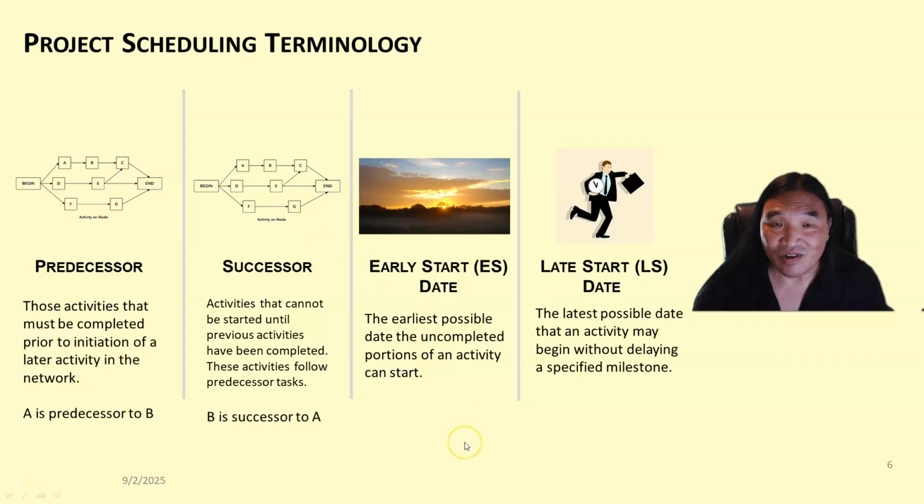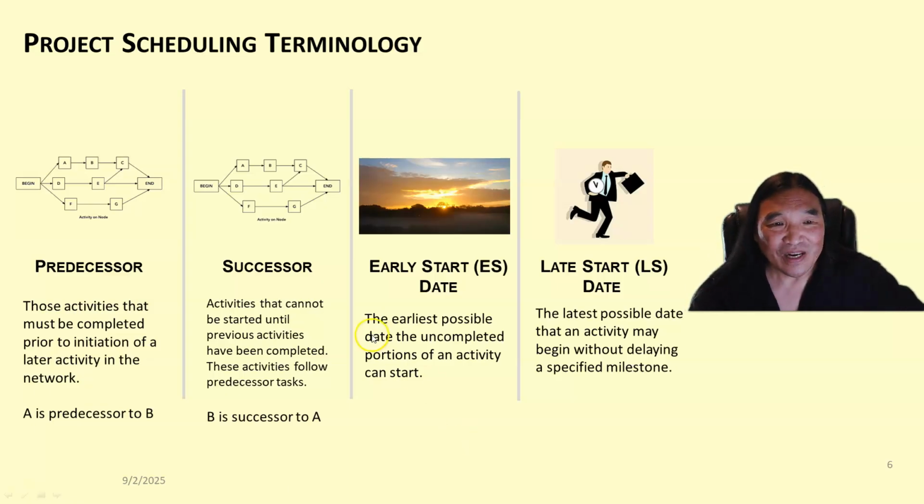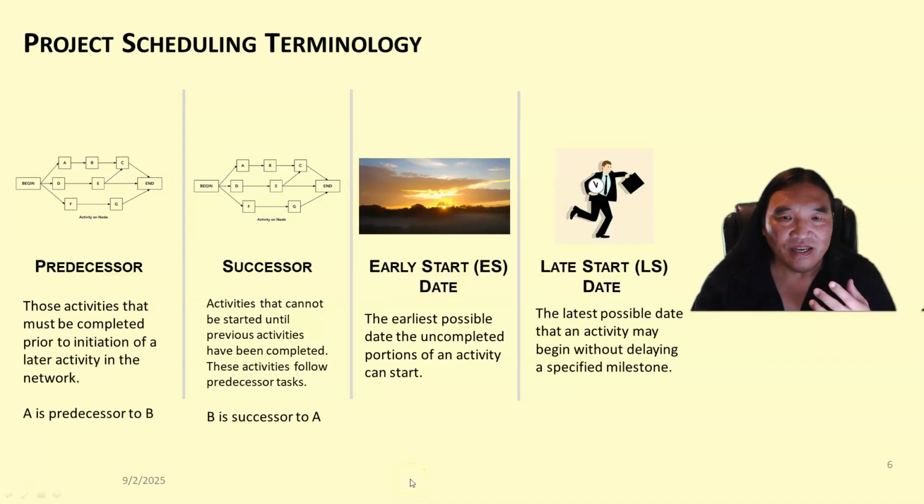The earliest start date is, because we have these ranges, and not only that, the timing of all events isn't going to always exactly match up. So the earliest start date refers to when is the earliest I can start without affecting the critical path. And also the latest start date is what's the latest I can get started without affecting the critical path. And the critical path is the longest path through the entire project.